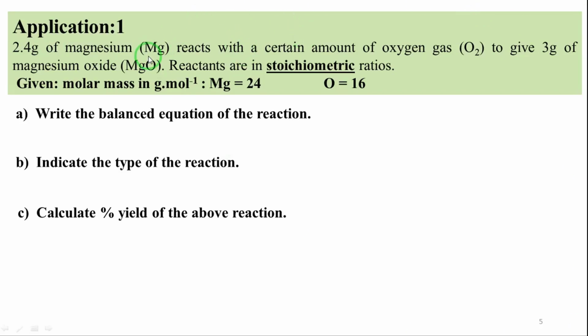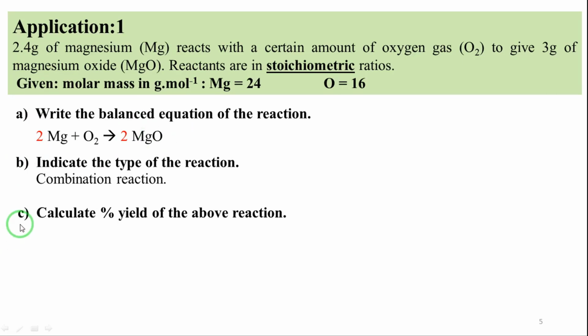2.4 gram of magnesium reacts with a certain amount of oxygen gas to give 3 gram of magnesium oxide. Here the two reactants are in stoichiometric ratios, given also the molar masses in gram per mole for magnesium 24 and for oxygen 16. Write the balanced equation of the reaction. So you have just to add the proper coefficients here. Indicate the type of the reaction. It's a combination reaction where two reactants combine to give only one product.